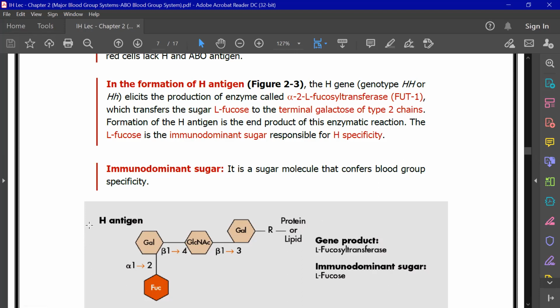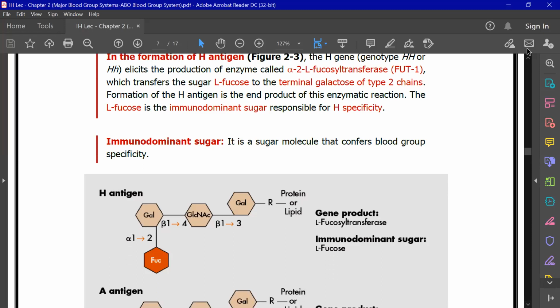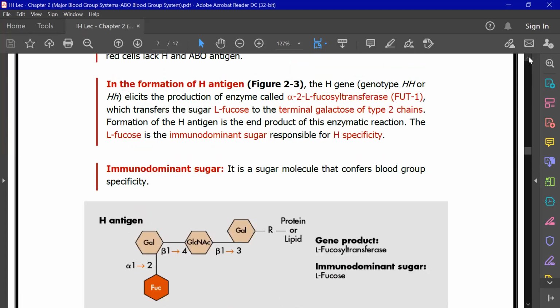Naintindihan? Naintindihan, class? Yes, ma'am. Okay, for the sake of those who are not responding, if you cannot explain this to me during the orals, I will give an all or nothing score in your oral exam.